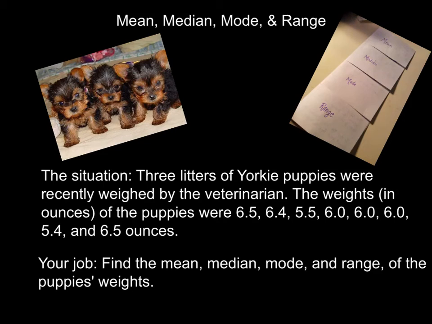We're going to make a foldable about mean, median, mode, and range. First, we'll be given the situation. 3 litters of Yorkie puppies were recently weighed by the veterinarian. The weights in ounces of the puppies were 6 5/10, 6 4/10, 5 5/10, 6, 6, and 6, and then 5 4/10 and 6 5/10 ounces.